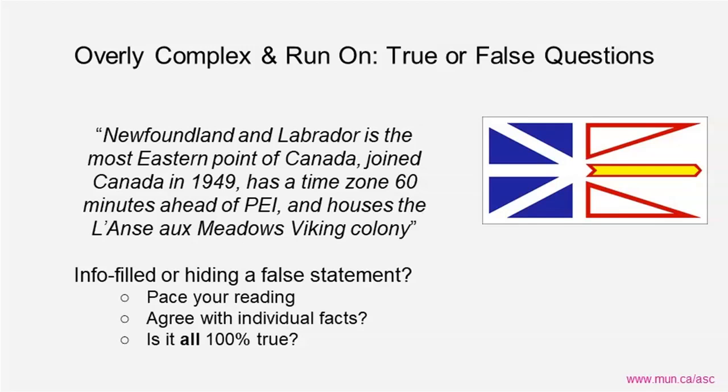So if we glance at it quickly, we're going to see eastern, check, Canada, check, time zone, check, Viking colony, check. All things we know are true. When we look at it in its pieces, though, we catch that the time zone is inaccurate. We know Newfoundland is only 30 minutes ahead of PEI. The statement becomes inaccurate because the one piece is inaccurate. Now that one piece means that we cannot mark this as true. So therefore, we'd have to select this as false.